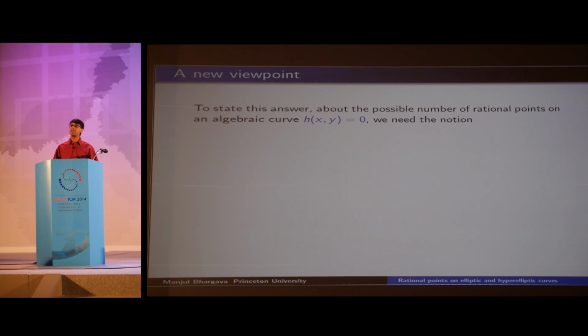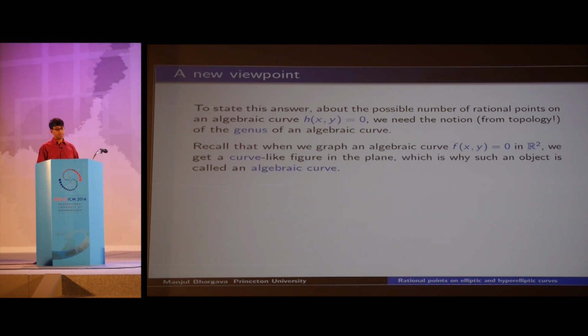So to state this answer about the possible number of rational points on a general algebraic curve, h of x,y equals 0, we need a notion from topology, namely that of the genus of an algebraic curve. So recall that when we graph h of x,y equals 0 in R², we get a curve-like figure in the plane, we get a curve, and that's why such an object is called an algebraic curve.